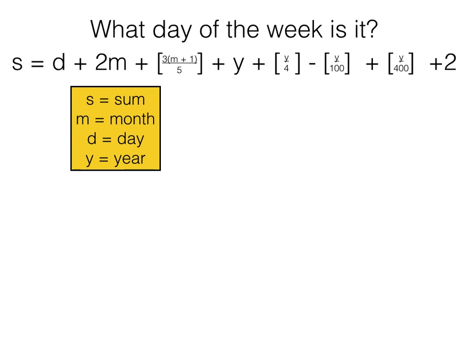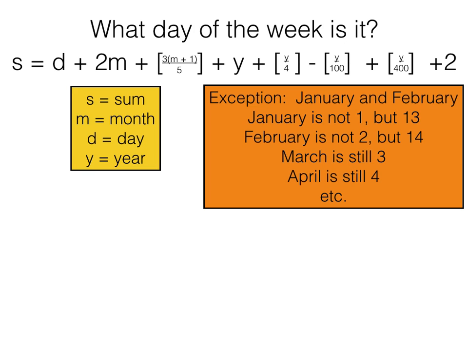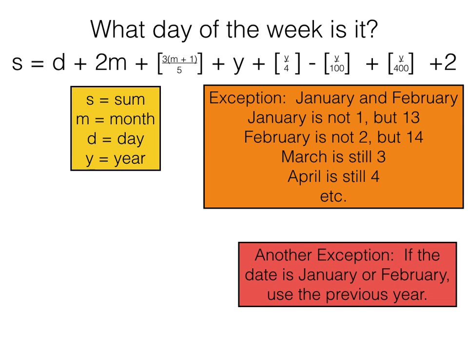To start off with, each of the variables, the letters, stand for something. So S is equal to sum, M is the month, D is the day, and Y is the year. There are a couple of exceptions that you need to understand, and that relates to the month. Normally, January is 1, February is 2, March is 3, April is 4, etc. But if your date is a January or February date, do not use 1 and 2, but rather 13 and 14. Another exception also relates to January and February dates.